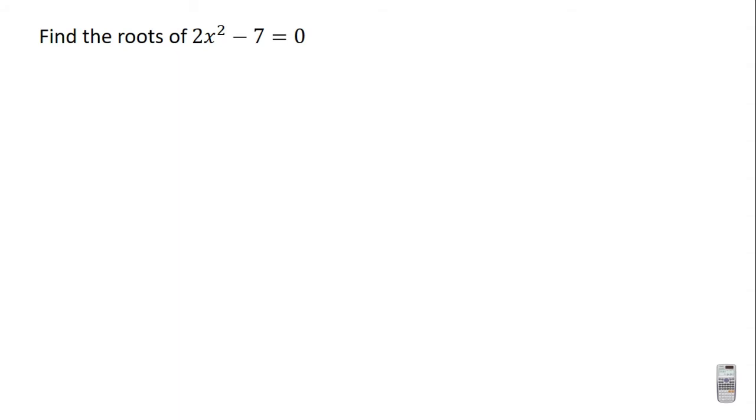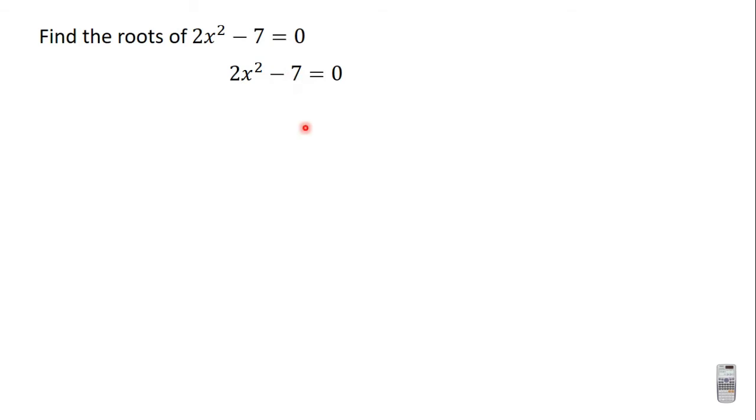find the roots of 2x squared minus 7 is equal to 0. So our quadratic equation is 2x squared minus 7 is equal to 0. Once again, the quadratic expression in this equation is a binomial. It has two terms, 2x squared minus 7.